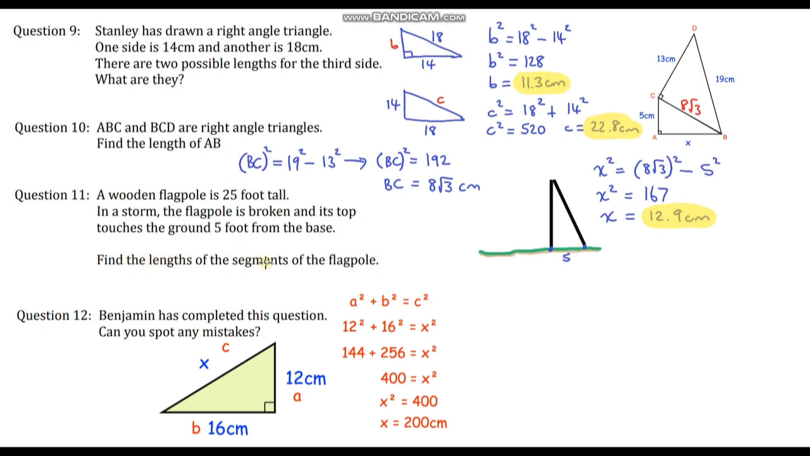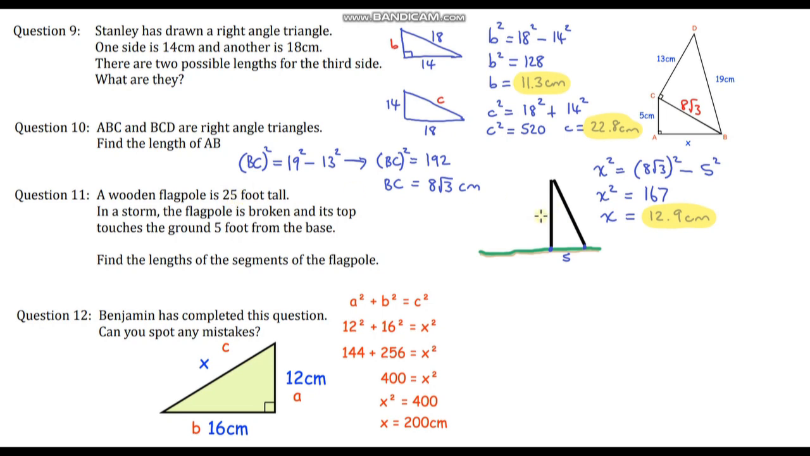Now we need to find the lengths of the segments of the flagpole. So we need to work out this length here and this length. At first blush, it looks like we don't have enough information. There's only one bit of information that we haven't used yet, and that is this first line. It says the wooden flagpole is 25 foot tall. So originally it was 25 foot tall, but now it's been broken off. But we can use that, and we can say that these two segments, if we were to put them back together, would equal 25 foot. Although we don't know what they are individually, we know that when we add them together, they will equal 25 feet.